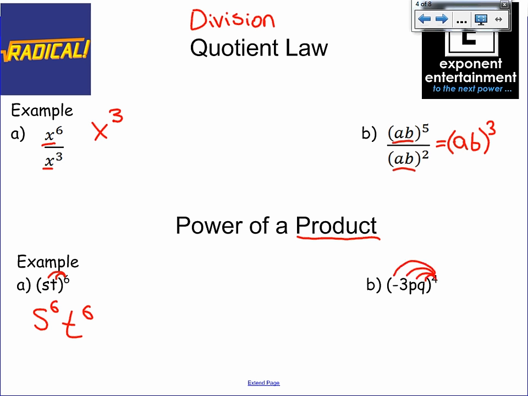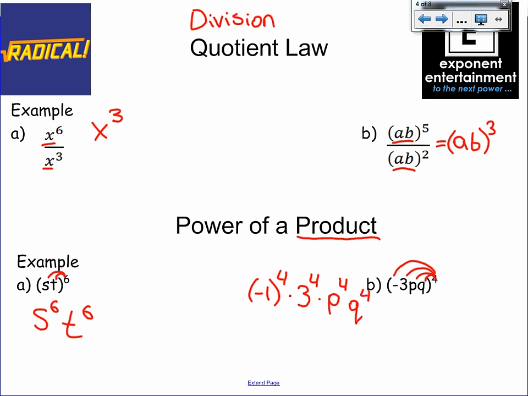That negative symbol really means -1. We're just lazy in math and we don't write the 1. So notice that I put 4 lines there because -1 to the power of 4 is something you're going to want to calculate. So when we bring that 4 in, we have -1 to the power of 4 times 3 to the power of 4 times P to the power of 4 times Q to the power of 4.